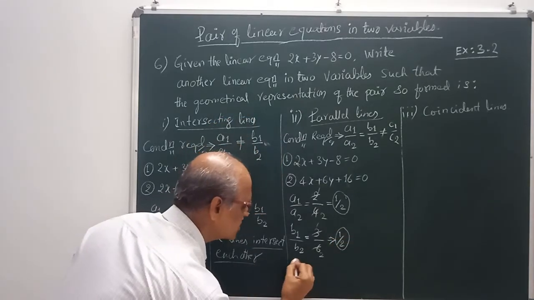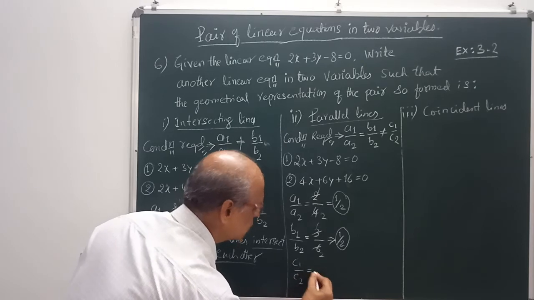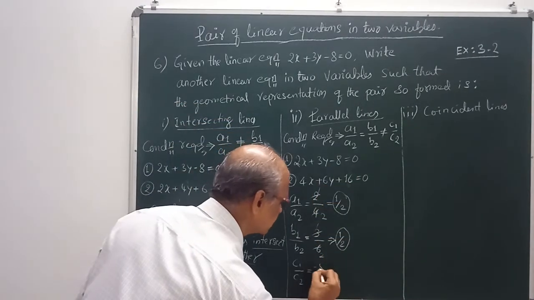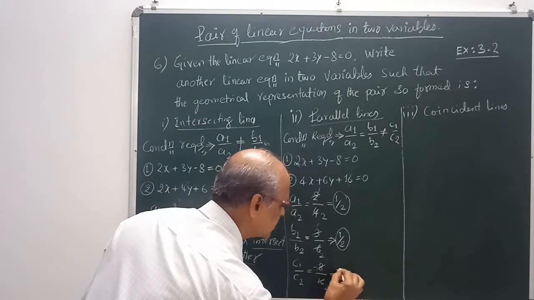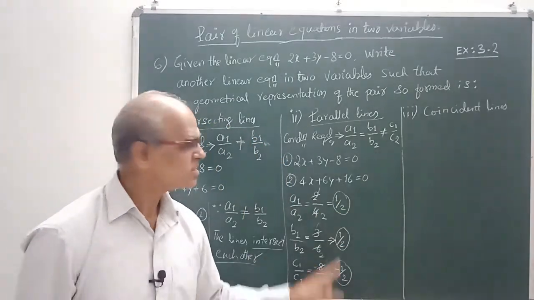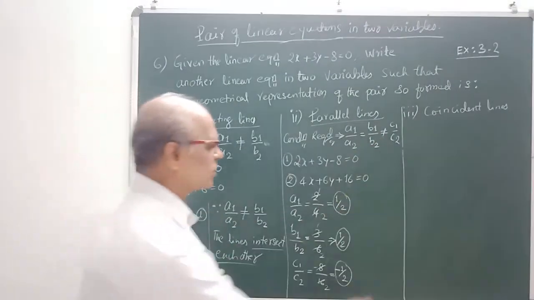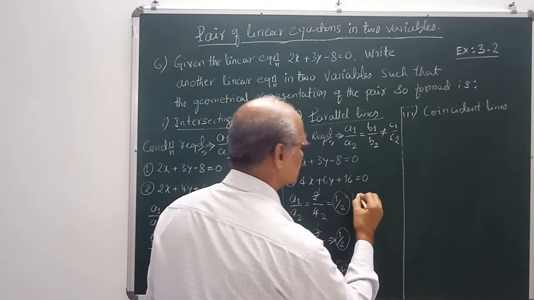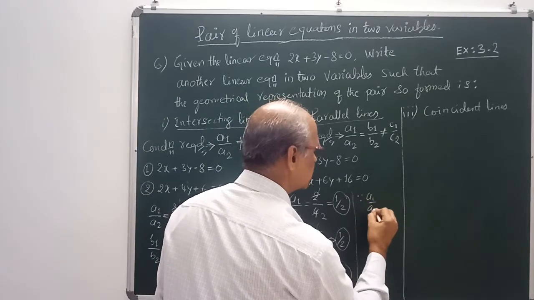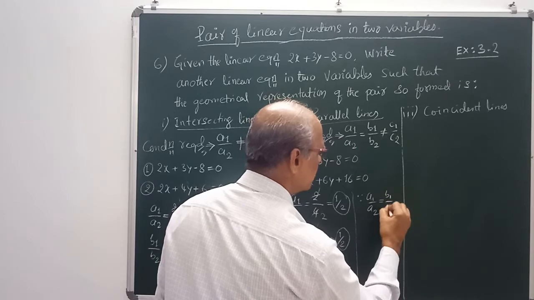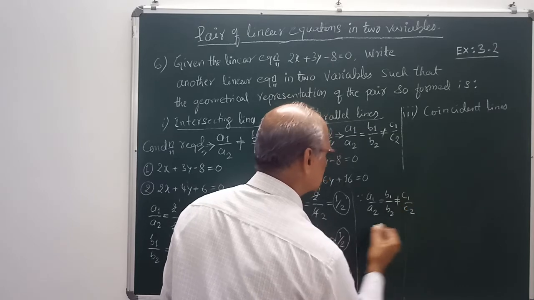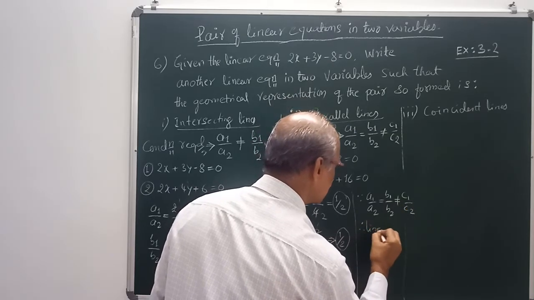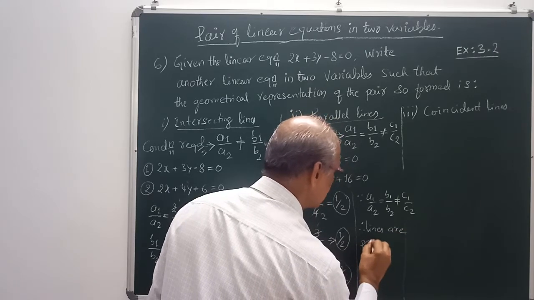Check C1 by C2. What is C1? 8, that is minus 8, upon what is C2? 16. 8 ones are, 8 twos are 16. That means it is minus half. You see, both are plus half, but this is minus half, that means it is not equal to. Understood? Therefore what? The condition is this. Since A1 by A2 is equal to B1 by B2, and is not equal to C1 by C2, therefore the lines are parallel.